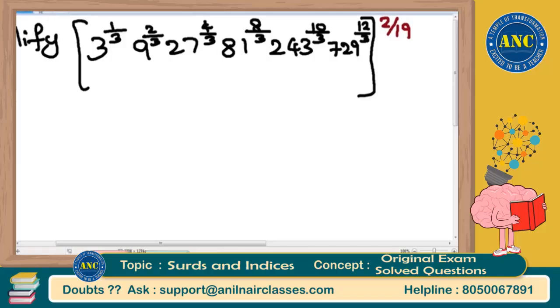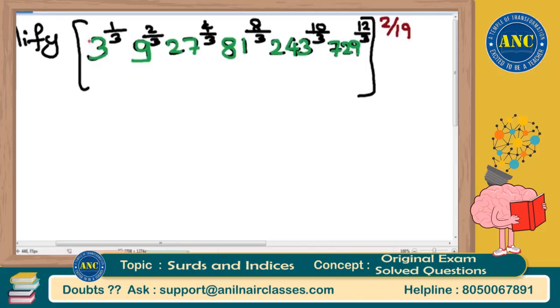Now the best part about this question is every number is nothing but 3 power something. 3 is 3 power 1, 9 is 3 power 2, 27 is 3 power 3, 81 is 3 power 4, 243 is 3 power 5, 729 is 3 power 6. Every base can be expressed as 3 power something. That is the catch in this question.